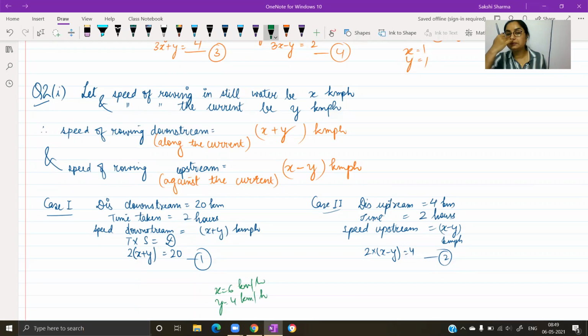Yes, beta. Ma'am, I have made equations in a different way, but I'm getting the same answer. I have assumed speed equals distance upon time, and the speeds we have assumed are x plus y and x minus y. That's right. Yours would be 20 over x plus y equals 2, and 4 over x minus y equals 2. Ma'am, x plus y equals 10 and x minus y equals 2. That's right, that's the simplified form. Beta, it's the same equation. Here you get the same equation as you are saying.